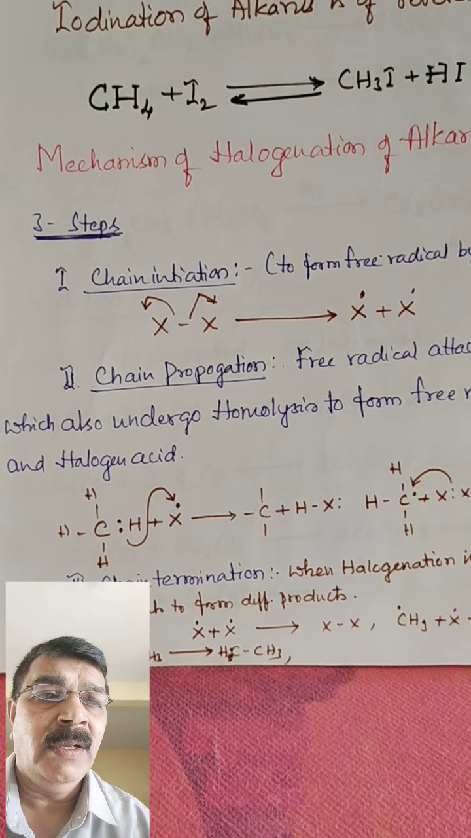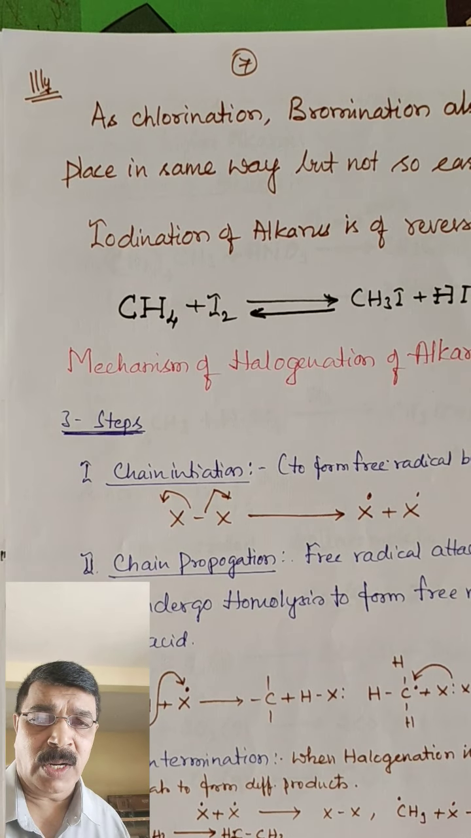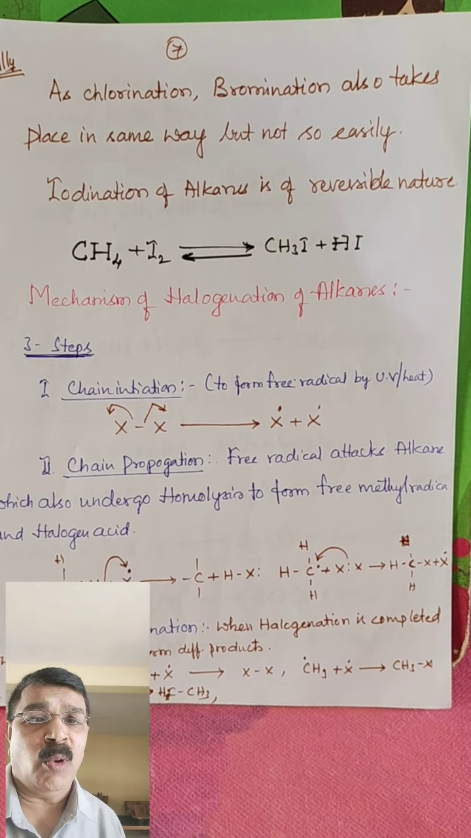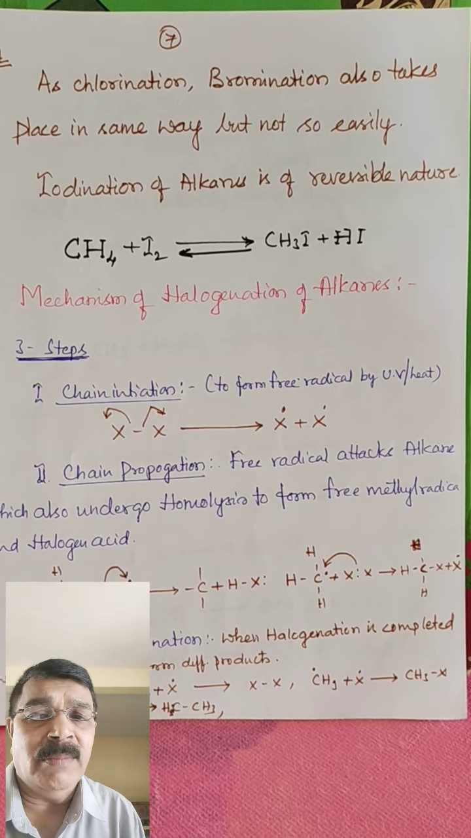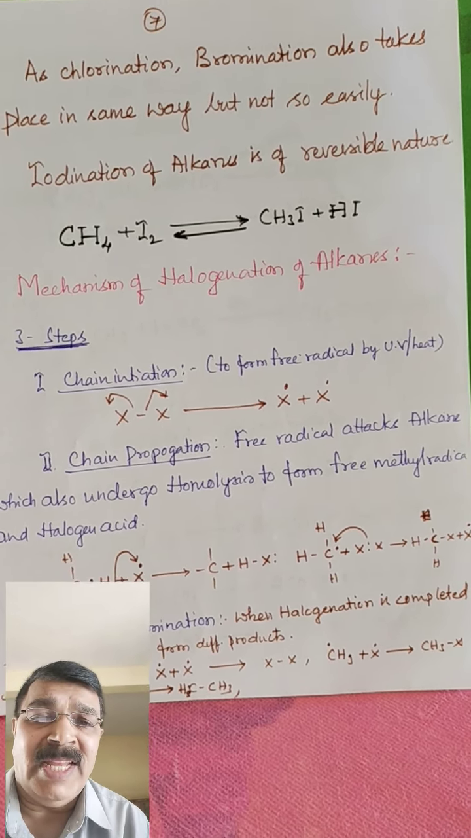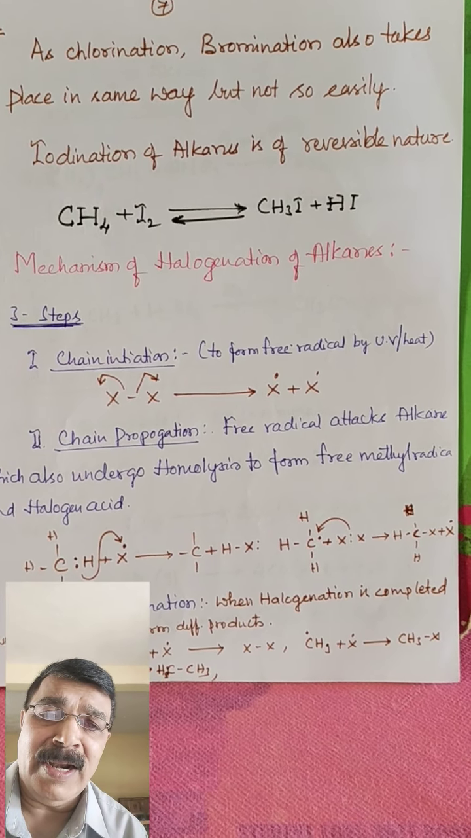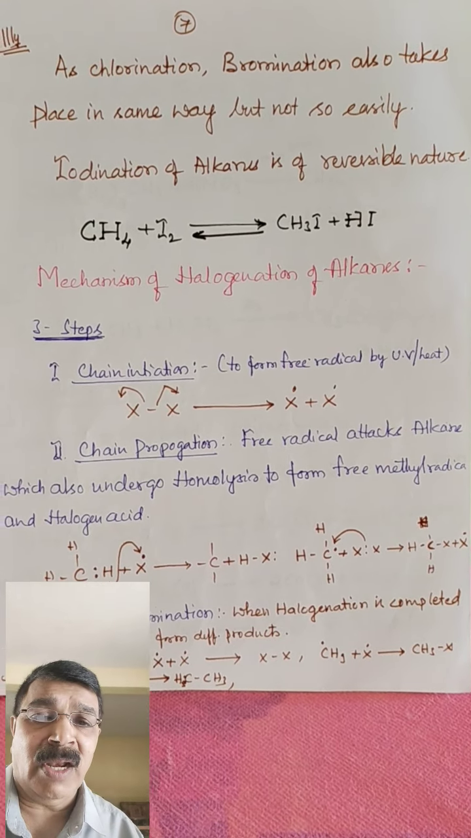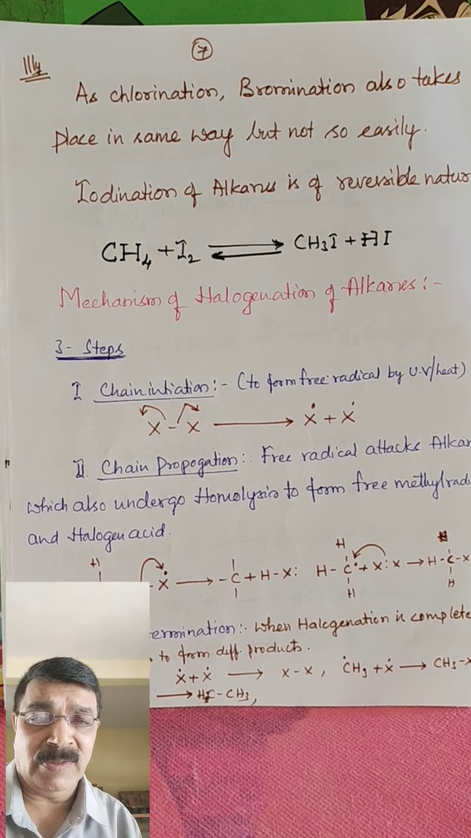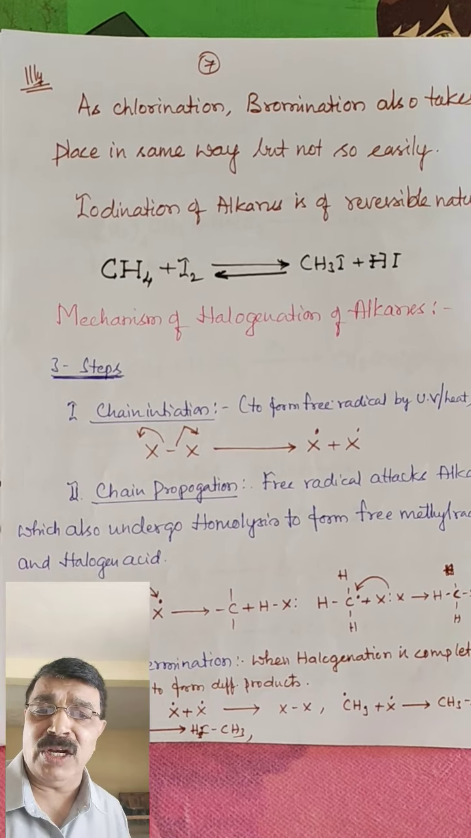Then after this, we are going to take another one. As with chlorination, we take bromination also. The bromination takes place in the same way, but not as easily. Iodination of alkanes is reversible in nature. Methane plus iodine gives rise to methyl iodide and hydrogen iodide. Again, methyl iodide and hydrogen iodide react to form methane and iodine. So this is about how things go in chlorination and bromination.